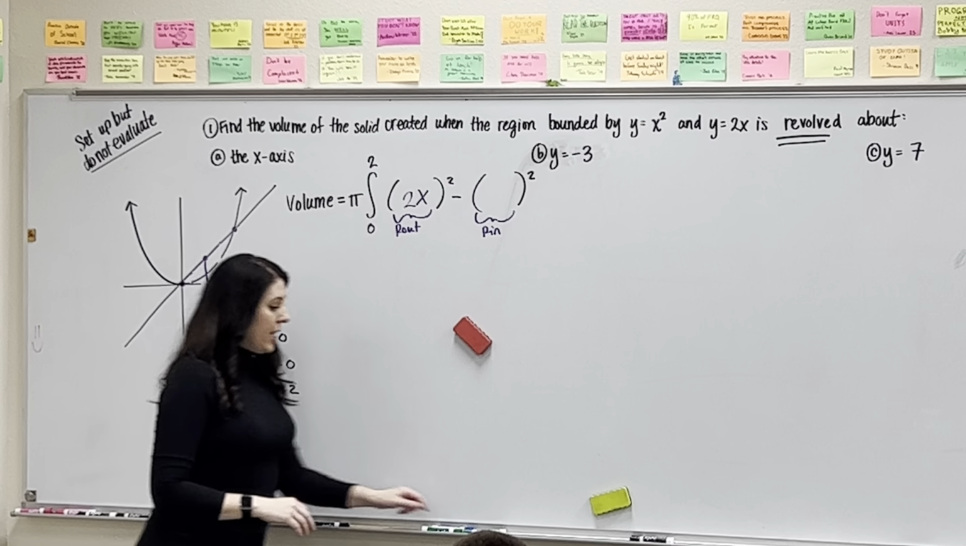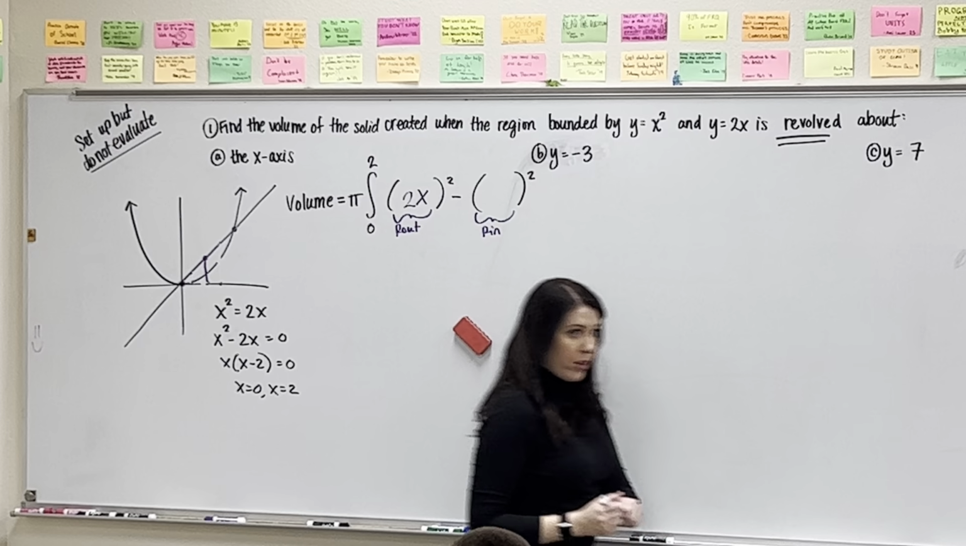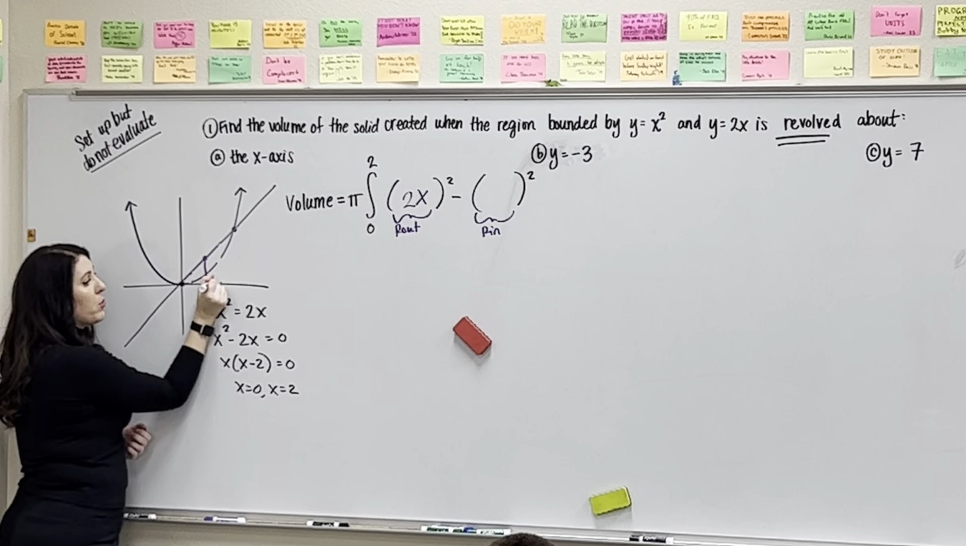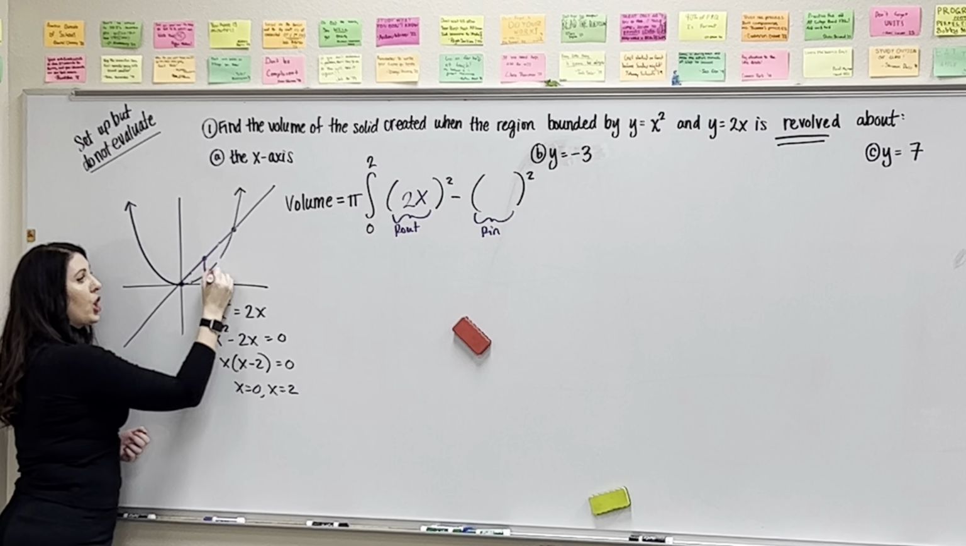To come up with R in, you put your marker, pen, pencil, whatever, on the thing you're rotating it about first. Every time, the thing you're rotating it about first, and you draw to the closer function.